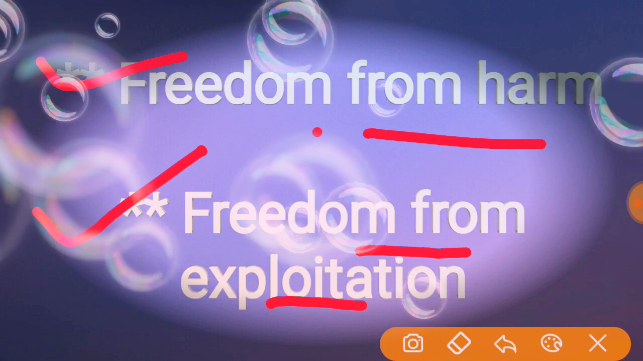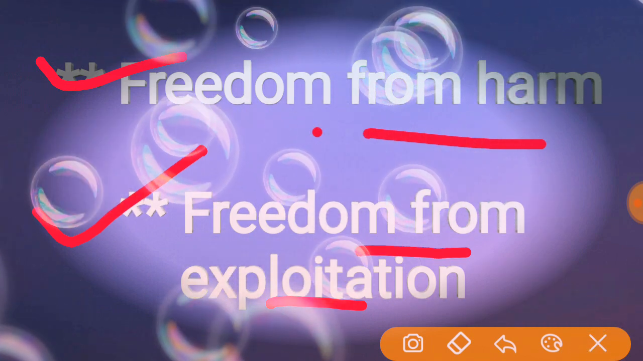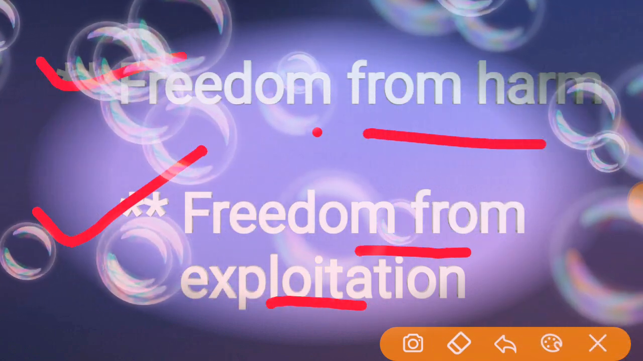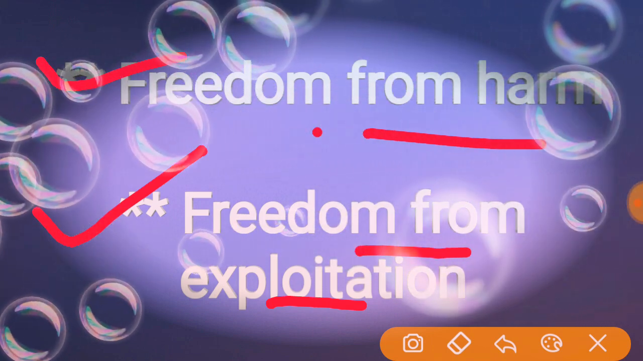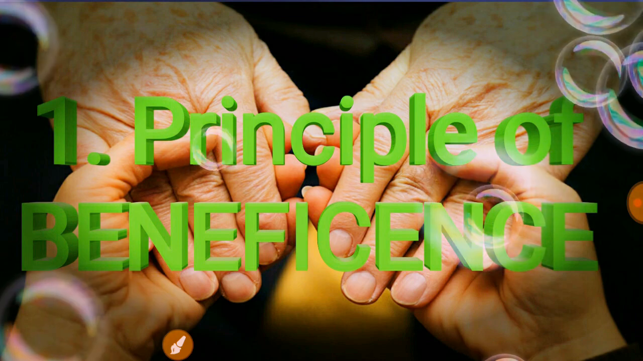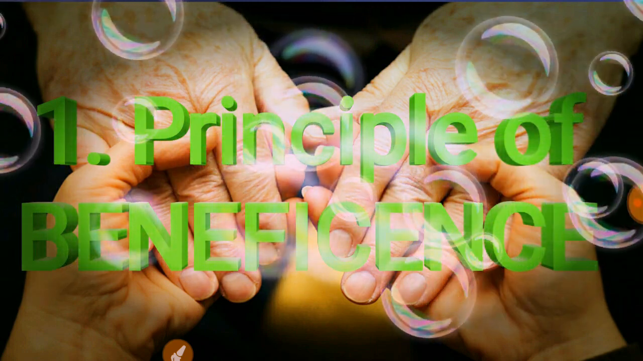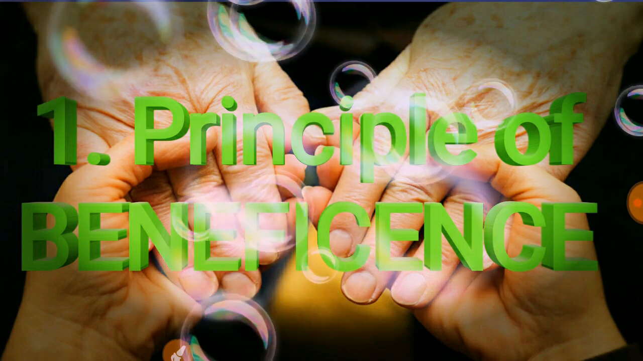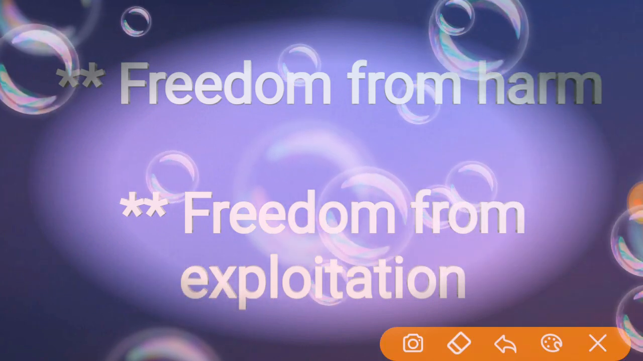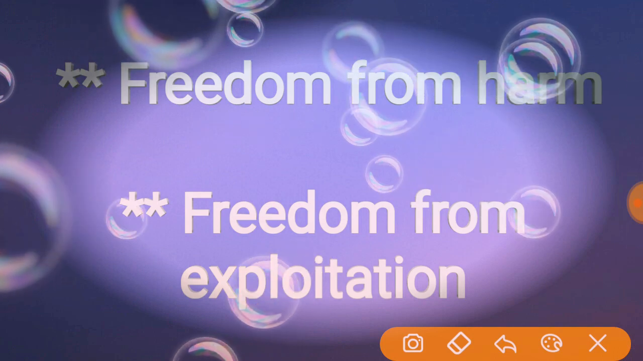Research must be conducted by scientifically qualified experts only. The participant must be provided with the maximum physical, psychological, social and religious comfort, and this comfort should be provided by the researcher. So this is the principle of beneficence: protection of participants from physical, psychological and social harm. The researcher should provide freedom from exploitation and freedom from harm, and some kind of support and comfort should be provided by the researcher. This is the first principle of ethics in nursing research.